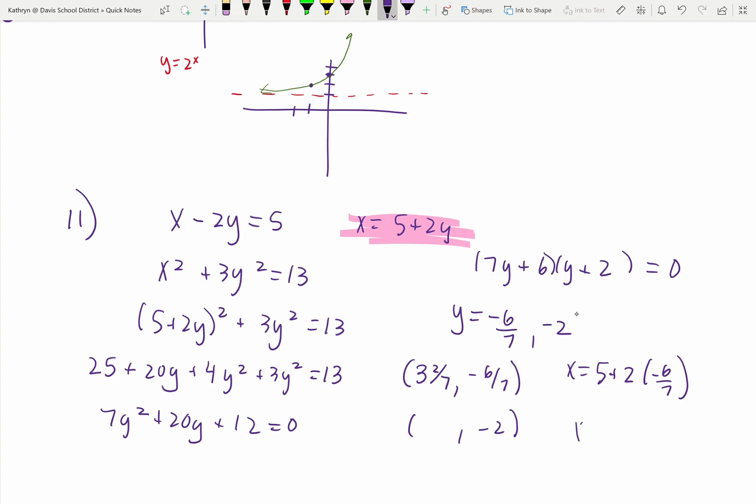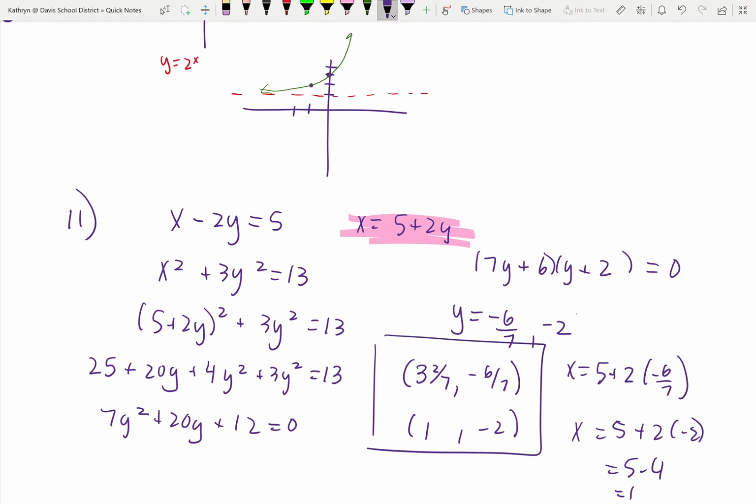Do the negative 2. X equals 5 plus 2 times negative 2. That's 5 minus 4, which is 1. Okay, you can totally check your answers. Store this in for A, store this in for B, plug it here, get a 5, plug it here, get a 13. Do the same thing here. Here's your A, here's your B, plug it there, you checked it.